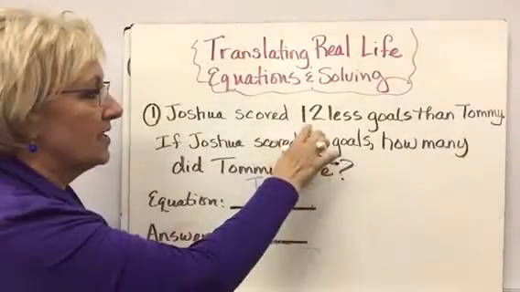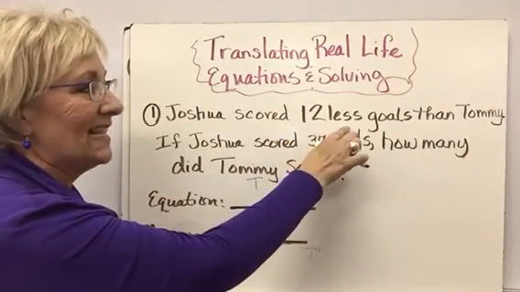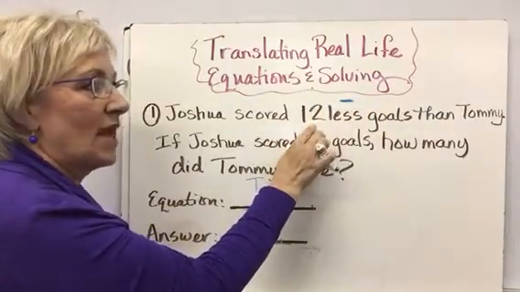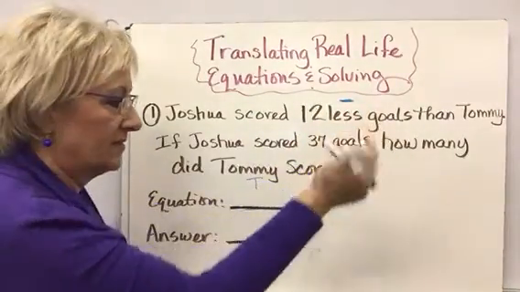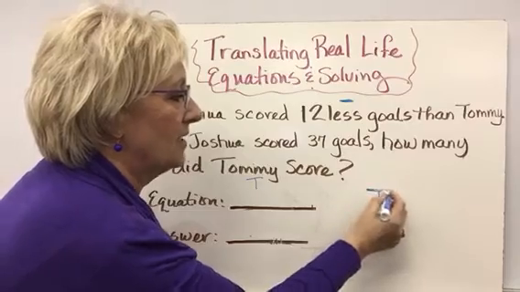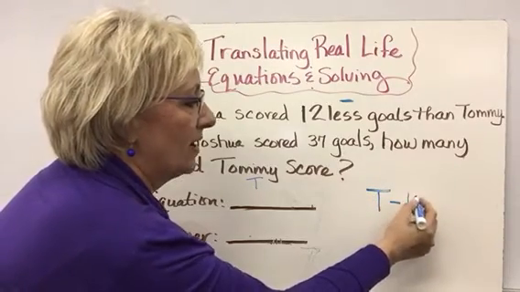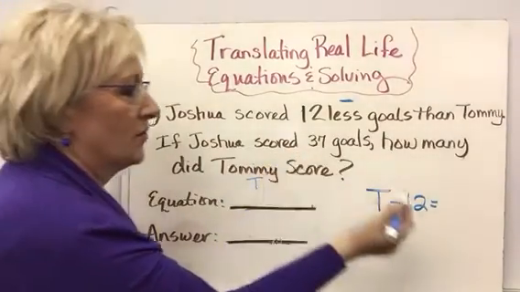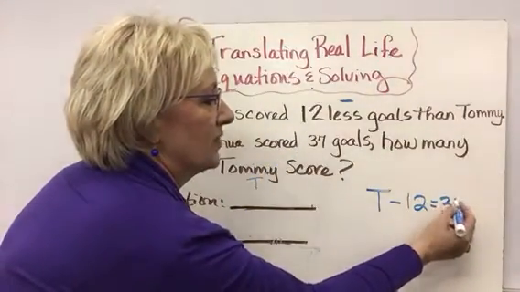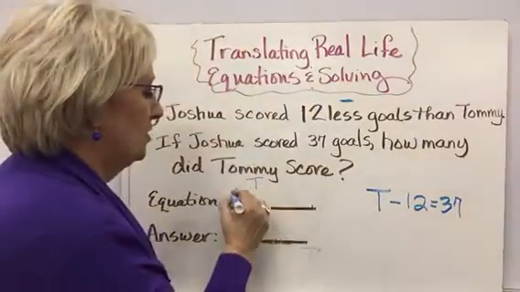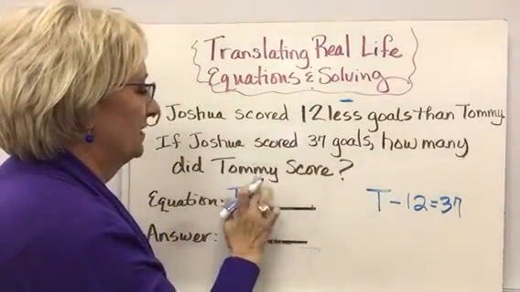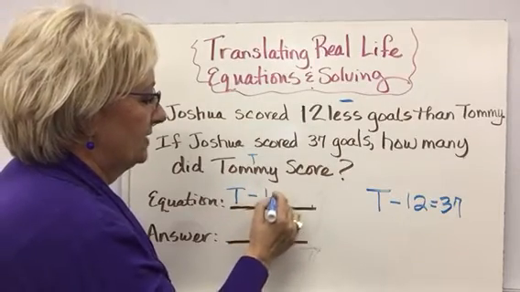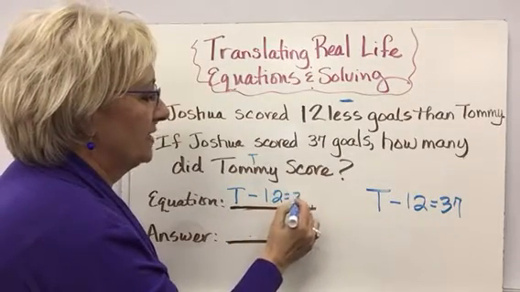I do know that Josh scored 12 less goals. Less means subtract, but it means that I'm subtracting 12 from whatever Tommy scored. So let's put Tommy minus the 12, because I already know that Joshua has scored 37 goals. So it's going to be equal to 37. So this is my new equation, and I'm just going to put the T up here because that was the missing number. It's T minus 12 is equal to 37.